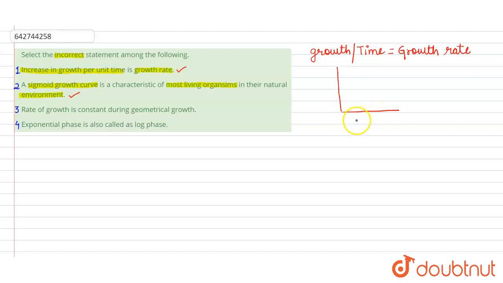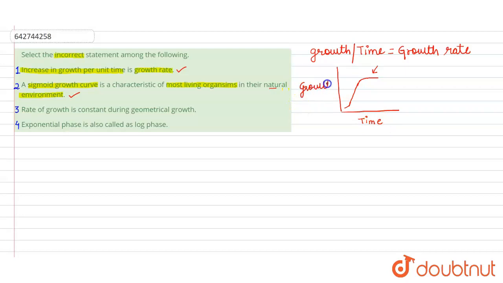Now along with time, what happens is the growth will first go on increasing. First it will be slow, then it will slowly rise. This is the log phase or the exponential phase. But in the natural conditions, since the resources are limited in case of natural environment, now the growth will no further increase. So this is the time and the growth rate.